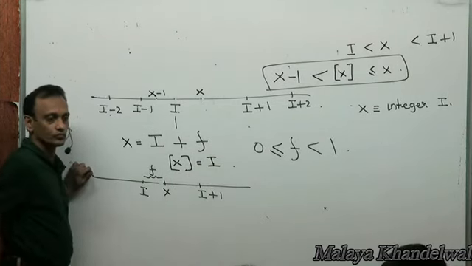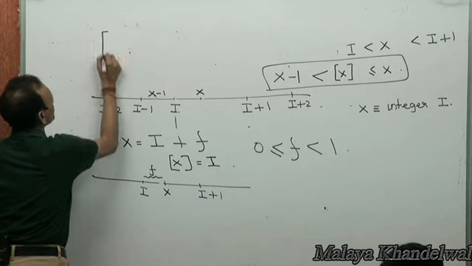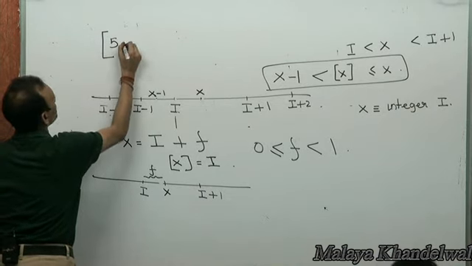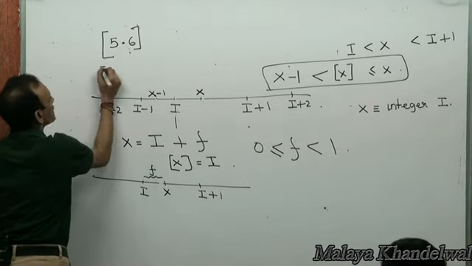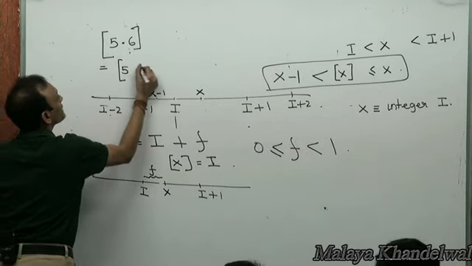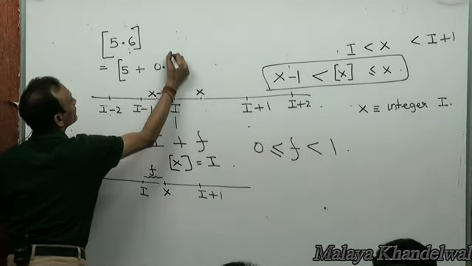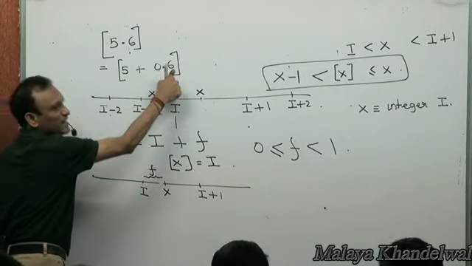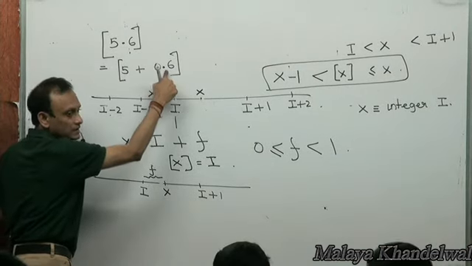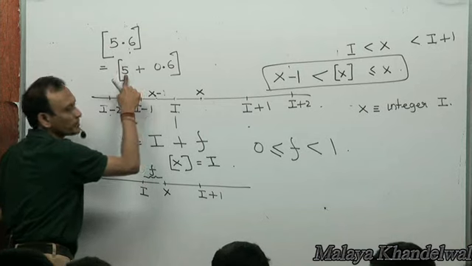Yes or no? Say if I have 5.6, this can be written as 5 plus a number lying between 0 and 1. I plus f, box of x. X is I plus f. Output of this operation would be 5.